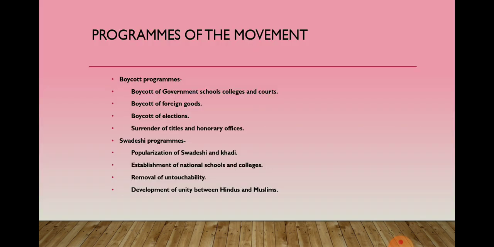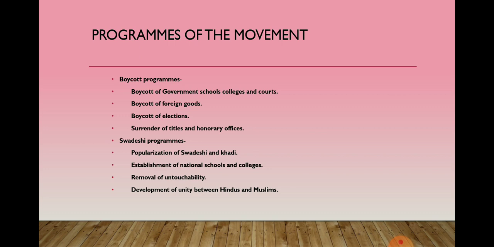Once the movement started, Mahatma Gandhi and the Indian National Congress set the programs for the movement. Two major programs were there for the non-cooperation movement. They were boycott programs and Swadeshi programs. Following are the important points you have to remember under the heading boycott programs.